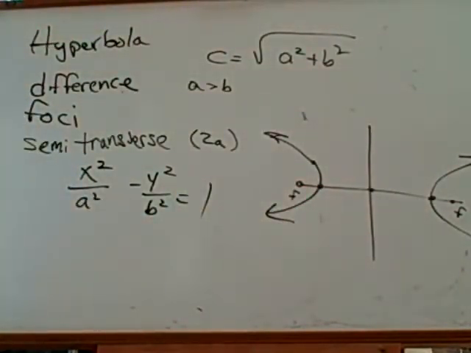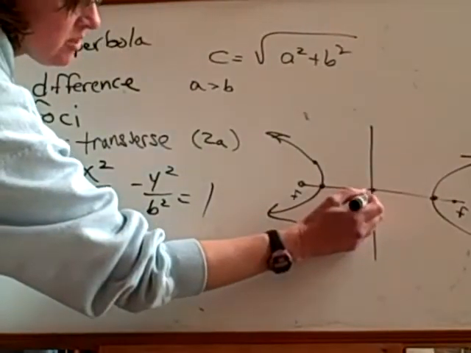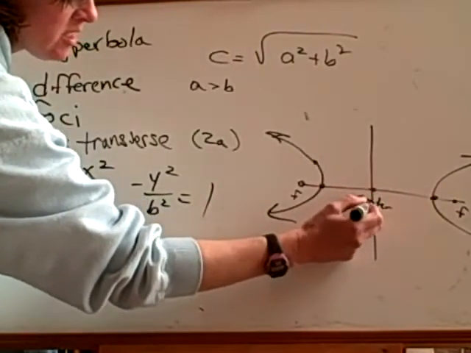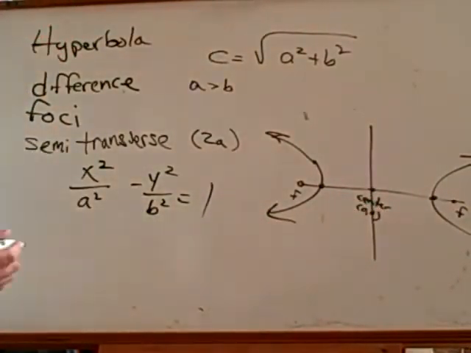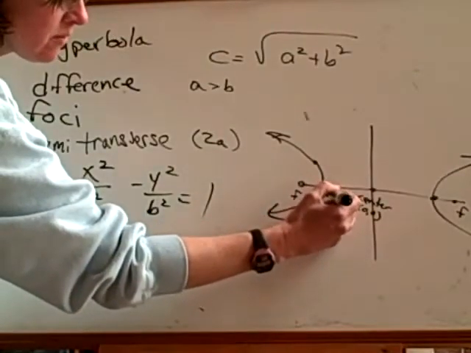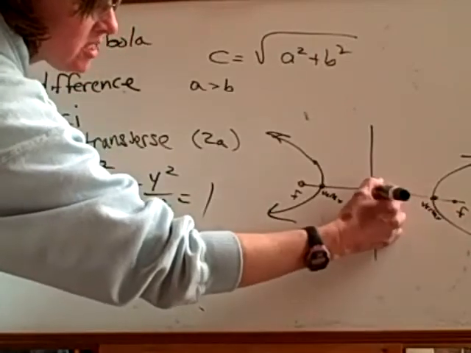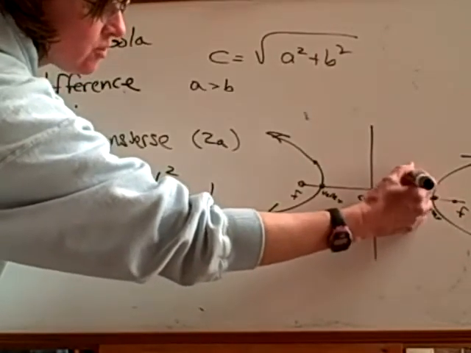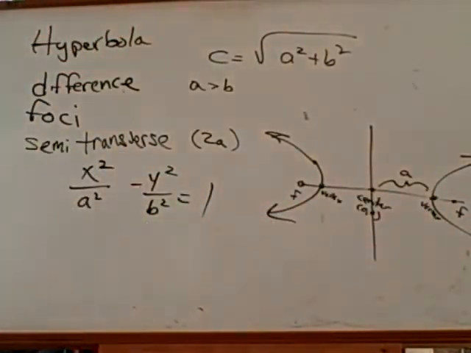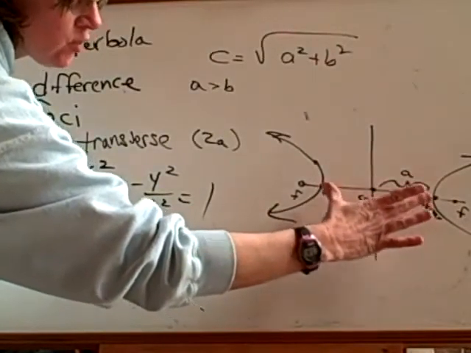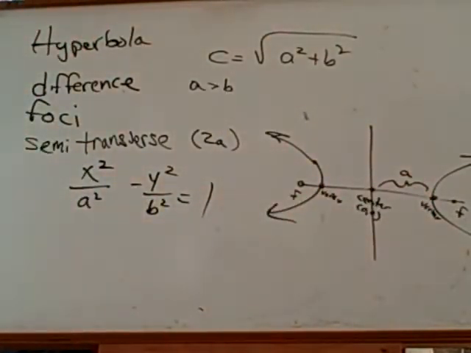We're drawing that picture at the bottom. This is my center, which in this case is at 0, 0. This is a vertex. This is a vertex. The distance from this center to the vertex, this part here, is your distance a. Are you okay with that? So when they're talking about the transverse axis, they're talking from vertex to vertex, which is that 2a up there in that definition. So far, so good?